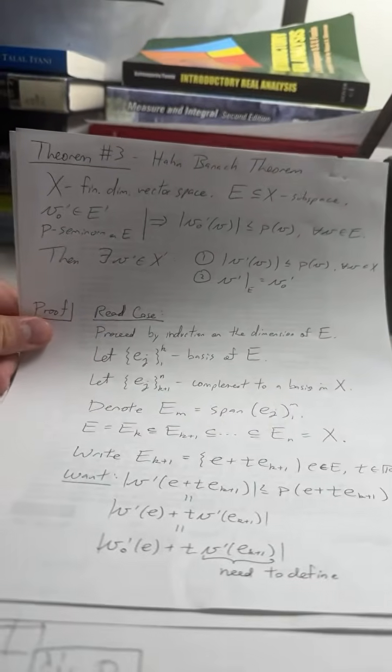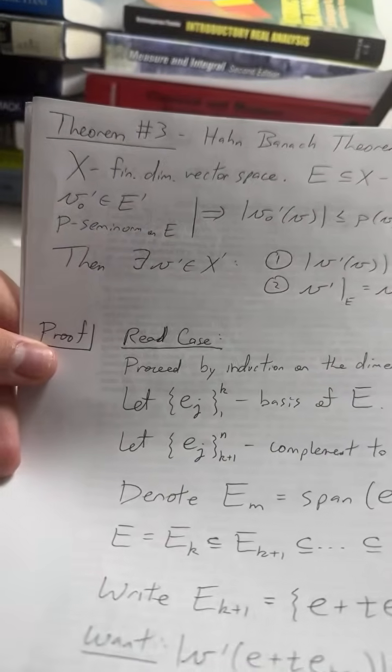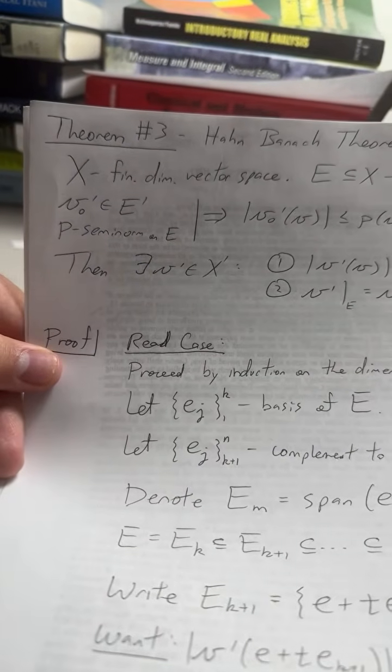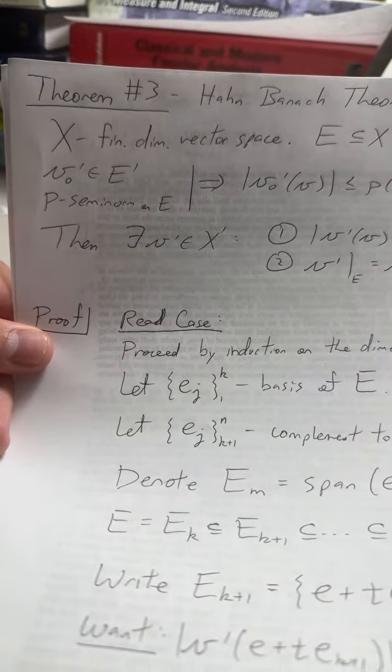The Hahn-Banach theorem. So X is a finite dimensional vector space. E is a subspace. You have a functional V0 prime in E prime. So that E prime is the space of functionals.